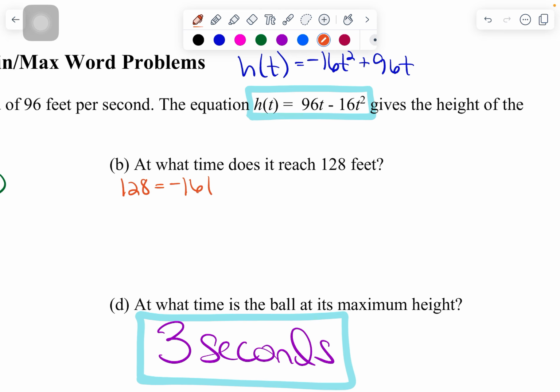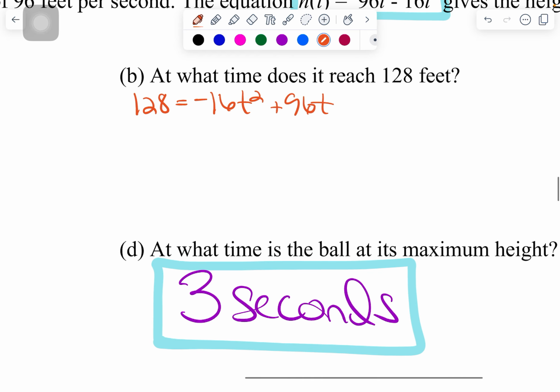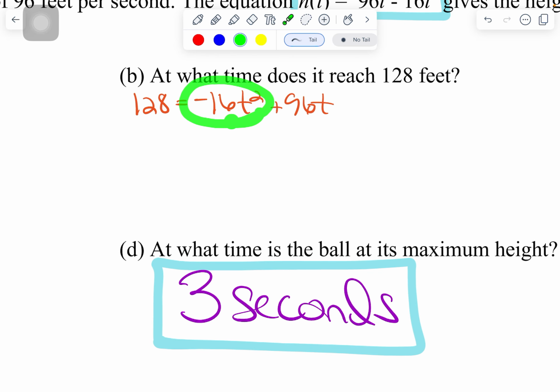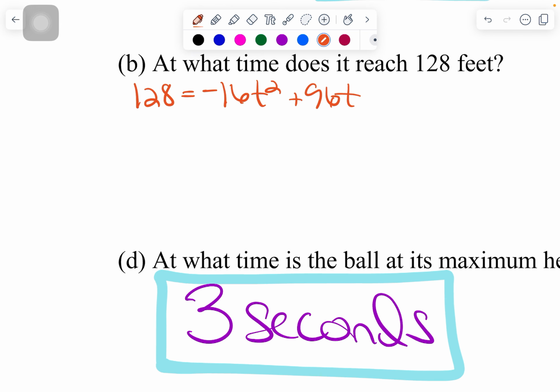So negative 16t squared plus 96t. Not a huge fan of the fact that that t squared is negative, so I'm going to move both of these terms to the left side. That way t squared becomes positive and it's going to be much easier to work with. So 16t squared minus 96t plus 120 equals 0.